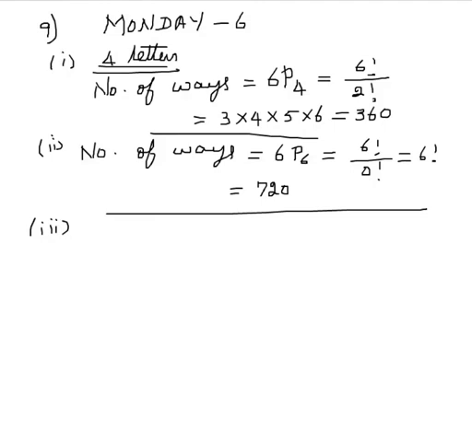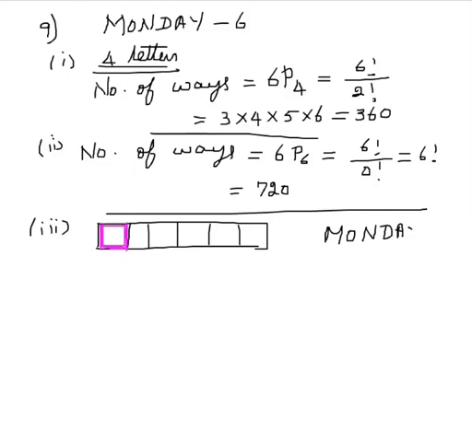Third subdivision. All letters are used, but first letter is a vowel. All letters are used. So, all 6 we have to use. But we have a condition for the first position. This should be a vowel. Let us see how many vowels are there in the word Monday. O and A. So to fill up the first position, we have two choices.